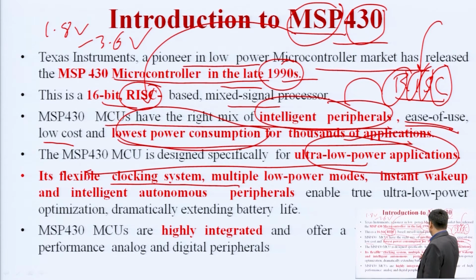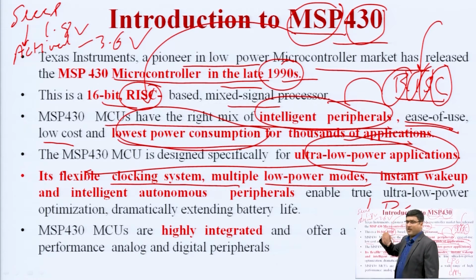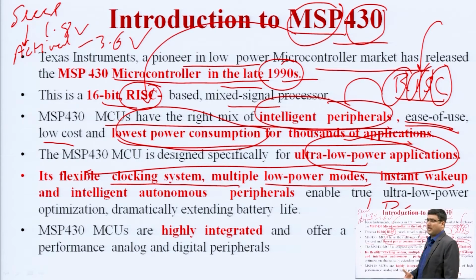So it has multiple low power modes. That is, there are various low power modes available from LP0 to LP4. We will see in detail in our next slide, next lectures. Then, instant wake up. Wake up means if it is in a sleep mode, then to go to the active mode it will take very less time. That is the instant wake up. The activation time is very low.